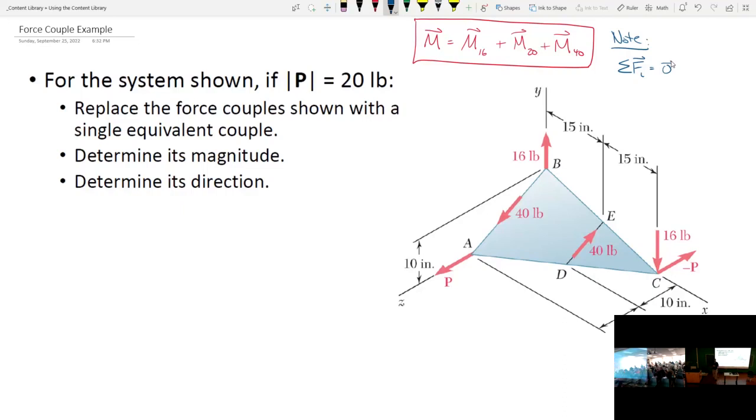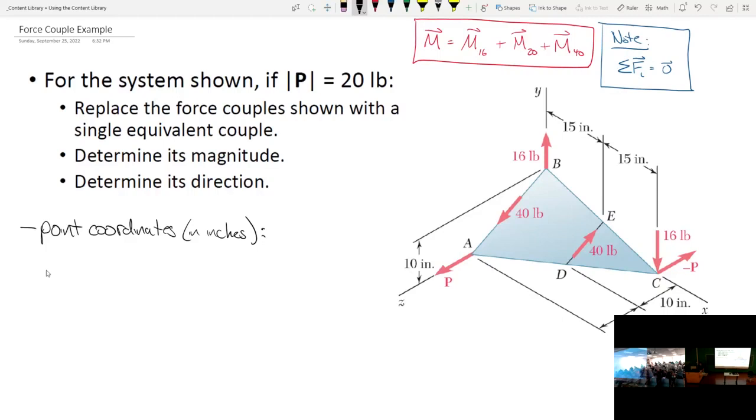But by now, I think we can look at this and see that the system's not in equilibrium, because it's not just the sum of forces we have to deal with, it's the sum of moments. Okay. All right, so by now, I think you know we're going to need some point coordinates. And hopefully by now, this is becoming familiar on how to do this.